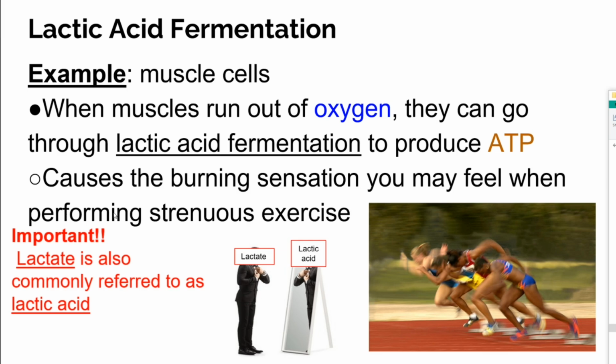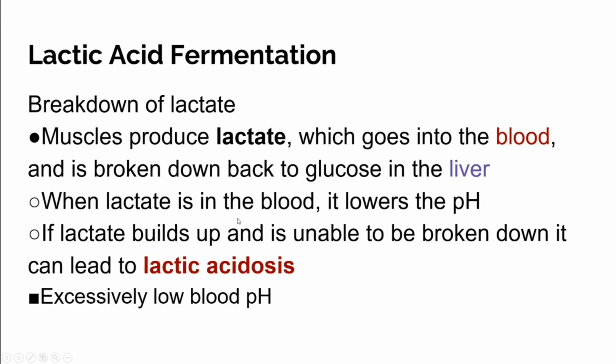And what happens to that lactic acid? Where does it go? Well, we break that down basically back down into glucose, and that occurs in the liver. Okay, but there is a limit to how fast the liver can do this, and so sometimes you can have dangerous levels of lactic acid that build up in your blood. So if lactic acid builds up and is unable to be broken down fast enough, it can actually lead to a thing called lactic acidosis.